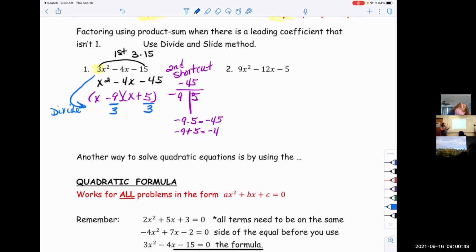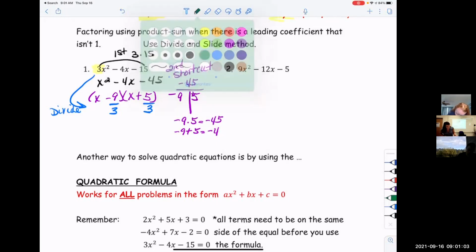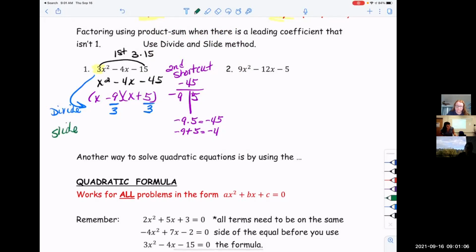No, we don't want decimals. That's why we're going to have the slide. So if it will reduce, you reduce it. If it will divide, you're going to divide it. And if it doesn't do anything, we're going to slide it. Okay, so let me change colors. All right, this divides evenly. 9 divided by 3 is just 3. So this first one, just divide.